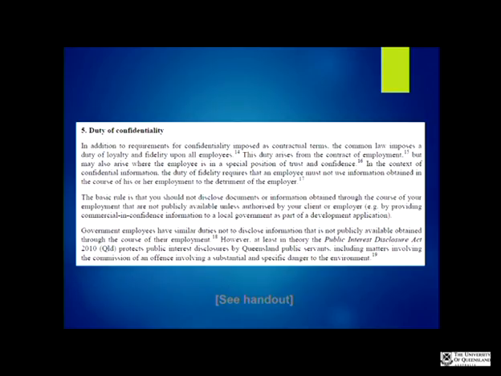And who was Simone Marsh's employer? It was the Queensland government, okay? So that duty of confidentiality is they must not use information obtained in the course of his or her employment to the detriment of the employer. And of course, a similar thing would happen in terms of your contract with clients with disclosing confidential information.